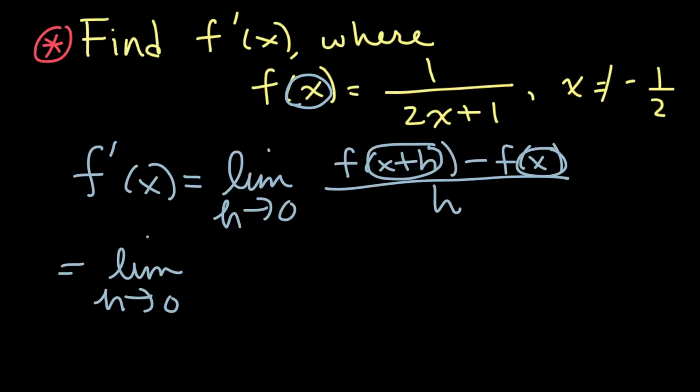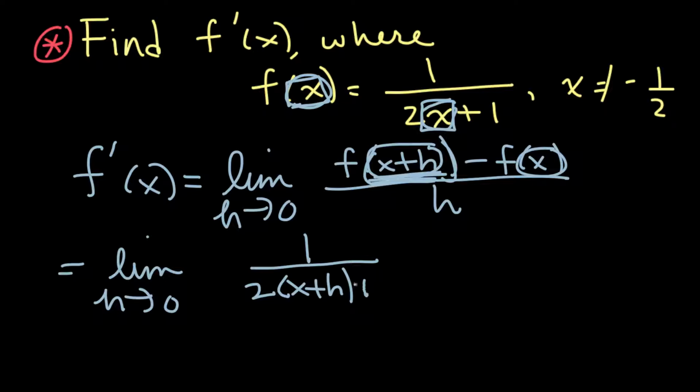Well, what is f of x plus h? Whenever you have a function, the x is just a placeholder. I like to think of it as an empty box, and you drop in there whatever value you have inside the parentheses. So in this case, we have x plus h rather than x. So what does that give us? It gives us 1 over 2 times x plus h plus 1.